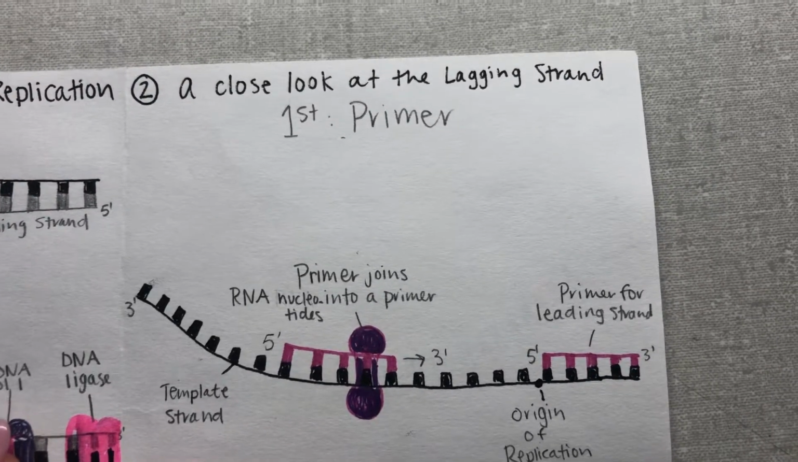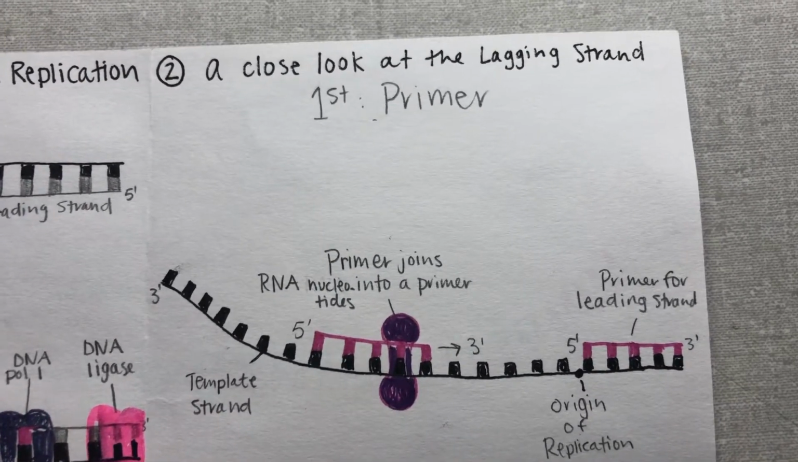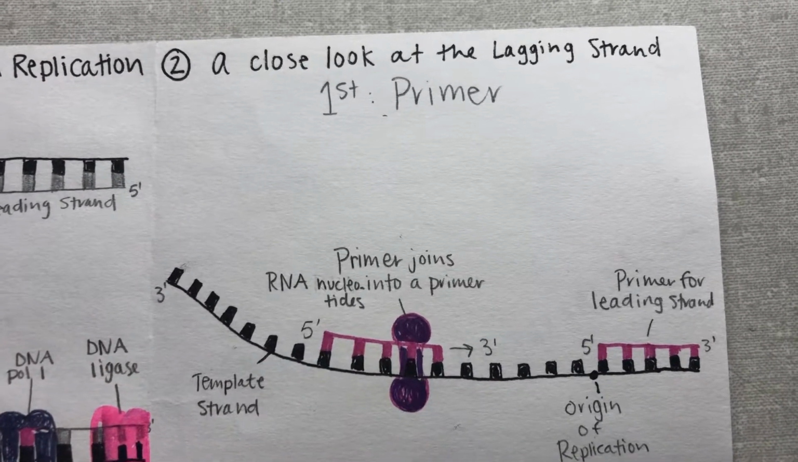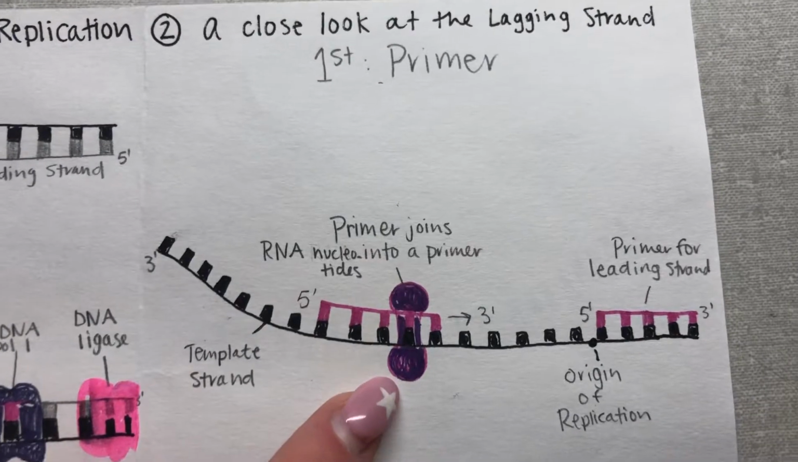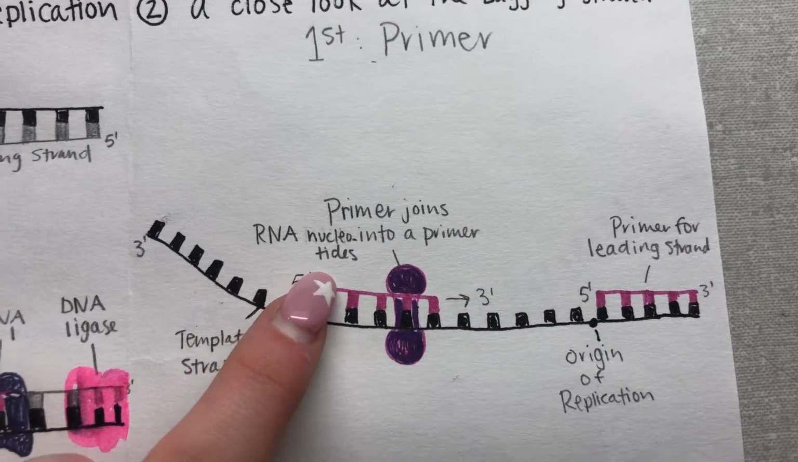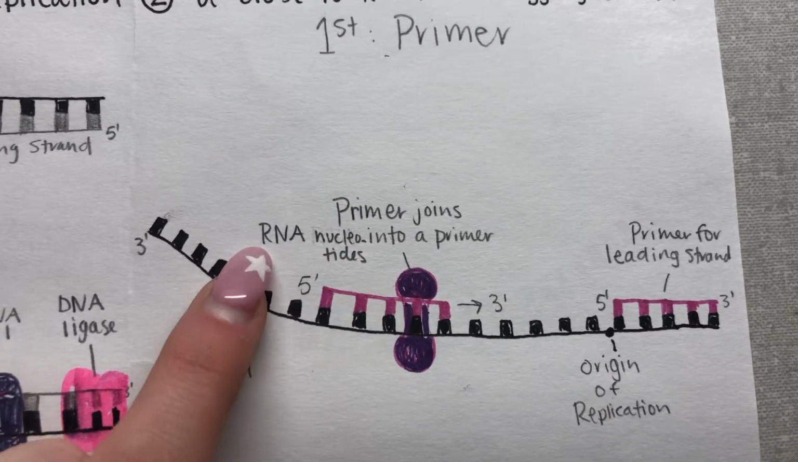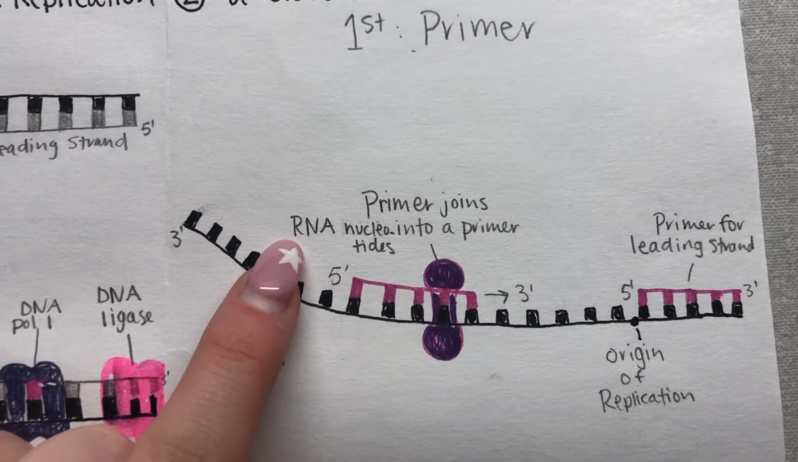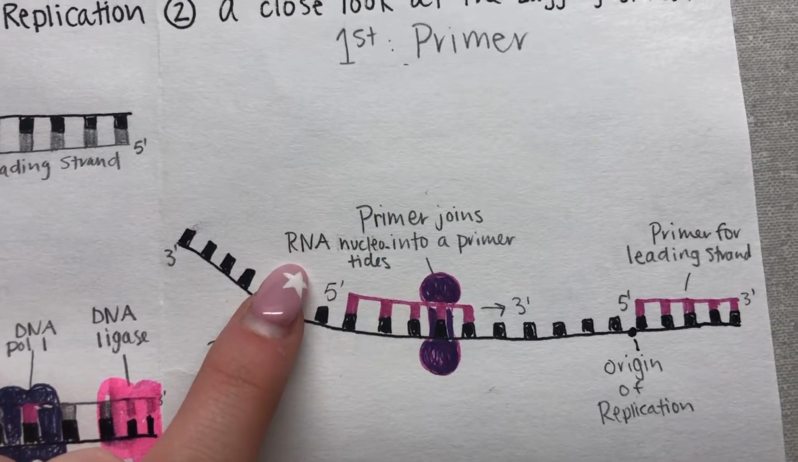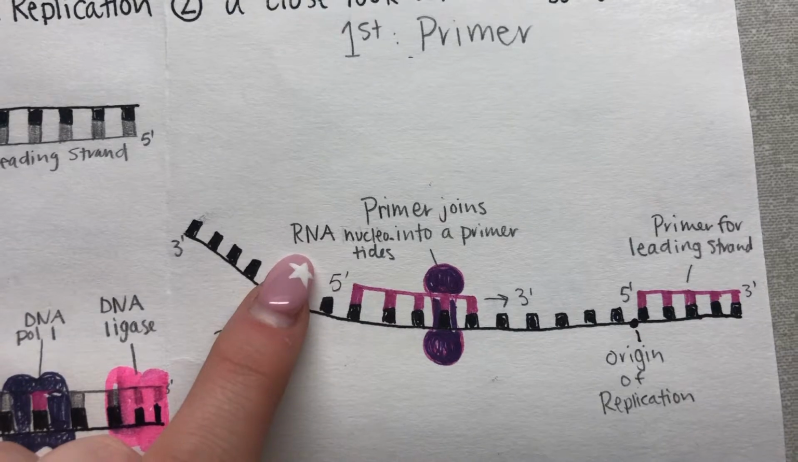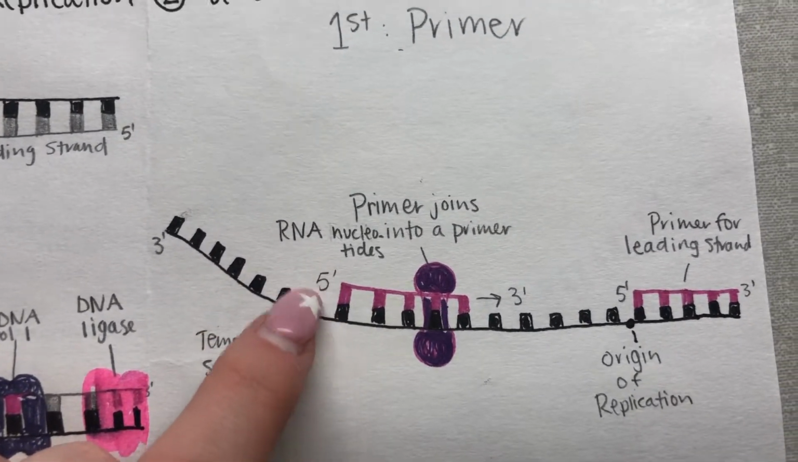Alright, so breaking down the lagging strand, here's a closer look at the lagging strand, and the first step that the lagging strand goes through is a primer. As you can tell, the primer joins the RNA nucleotides into a primer, right here. Notice how it says RNA. DNA consists of C, G, A, and T, while RNA consists of C, G, A, and U. So instead of T, they have U.